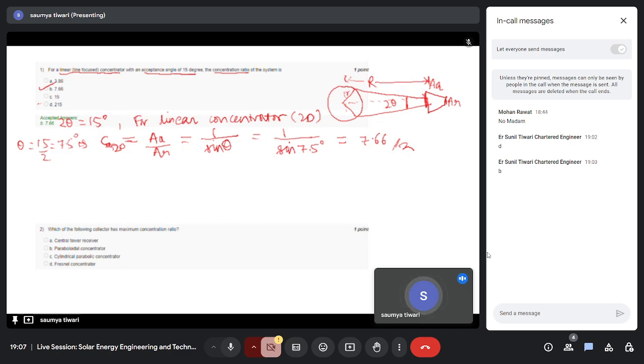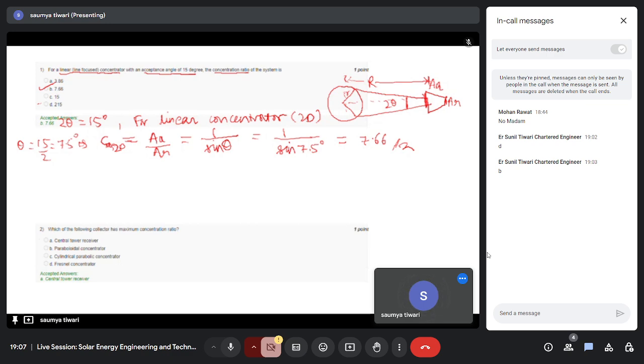Okay, let's see the solution for this question. That's why I reminded you all that we need to know which type of solar concentrator is used for which application, depending on their concentration ratio and operating temperature. So the maximum concentration ratio is for the central tower.